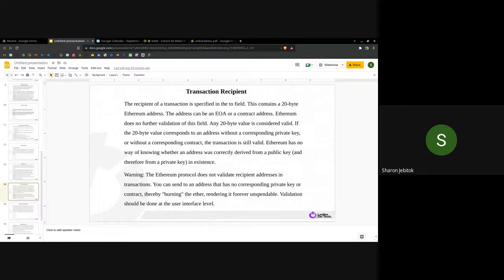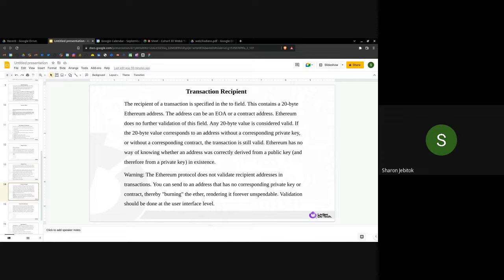So they're saying that for the case of a contract, if you're sending to a contract address that doesn't have a corresponding contract, maybe that smart contract doesn't exist, it will still be considered valid as long as it's a 20-byte address.